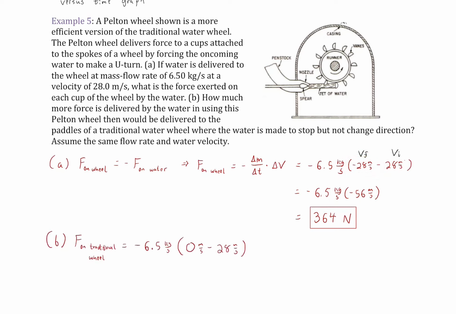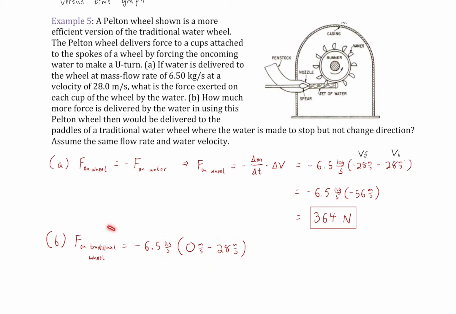Now the traditional wheel is part B. How much more force is delivered by the water using this Pelton wheel than delivered to the paddles of a traditional water wheel where the water is just made to stop, not change direction? Because you still get force by forcing the water to stop. It's still changing momentum, but not as much, because in that case V final is 0. V initial is still 28, same mass flow rate.